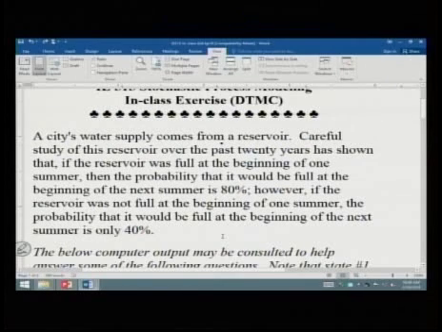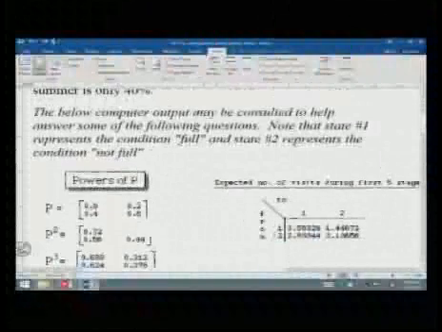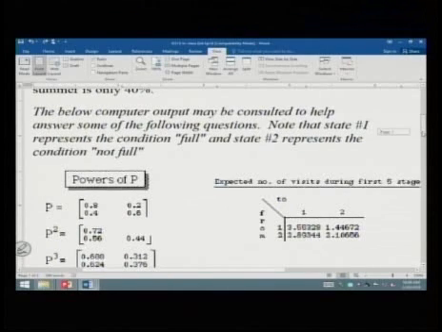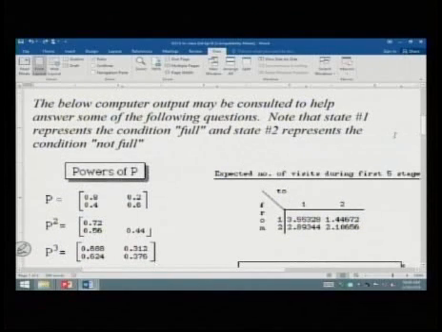So it looks like we are going to build a Markov chain model of a reservoir, a very simple reservoir system, with this example. And the problem description also provides you the states of the system for your Markov chain model, saying that state number 1 represents the condition full, and state number 2 represents the condition not full, right?